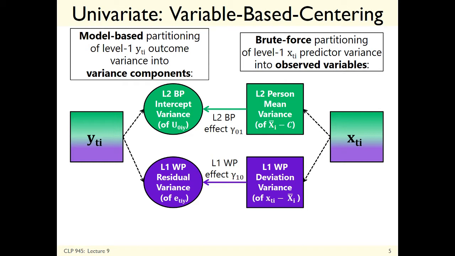But if you look at this picture, there's an asymmetry here that may bother you, and it bothers a lot of people. Why are we making boxes on the x side but circles on the y side? Because conceptually, level 2 person mean variance is the same thing as random intercept. We talk about random intercept as person mean differences. Well, person mean differences, right? It's the same. And likewise, if we take the deviation from the person mean, that's the same thing as a level 1 residual on the y side.